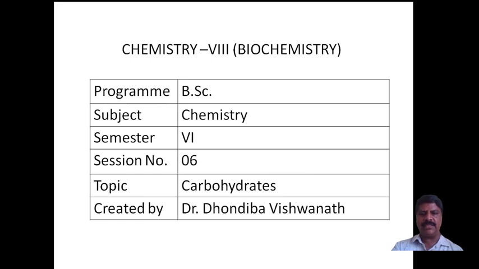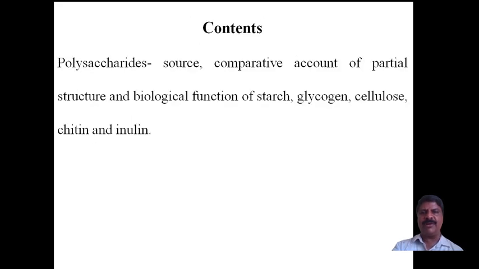Today I am going to discuss the sixth session of biochemistry, that is chemistry 8th, which belongs to carbohydrates of 6th semester BSc. In this session, I have to discuss polysaccharides, their sources, comparative account of partial structure of polysaccharides, and biological functions of polysaccharides such as starch, glycogen, cellulose, chitin, and inulin. These we have to discuss in this session one by one.